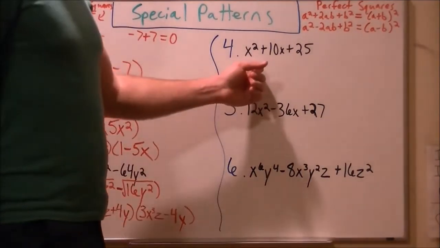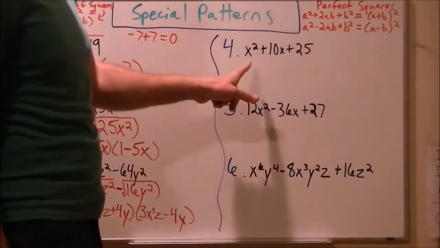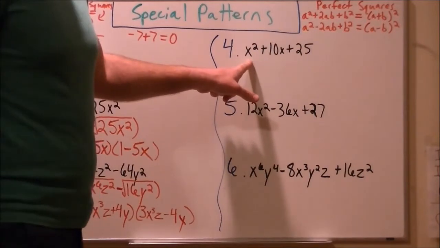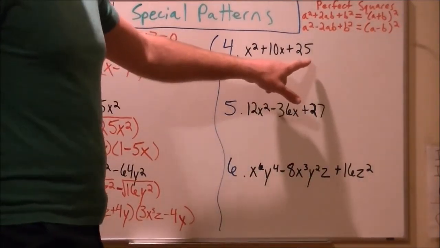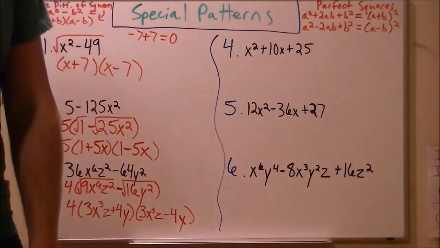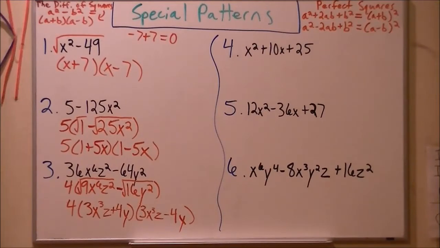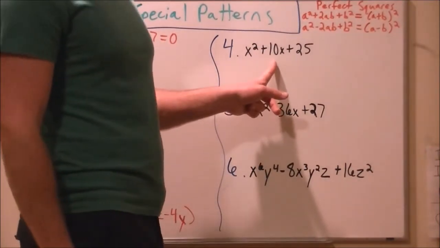Okay, I have x squared plus 10x plus 25. The first thing I do is look, do I have a perfect square on the front side? The answer is yes. X squared, that's x times x. Do I have a perfect square on the end, the third term, 25? Yes, that's 5 times 5. Now I need to look, I have a middle term, and is it positive or is it negative?